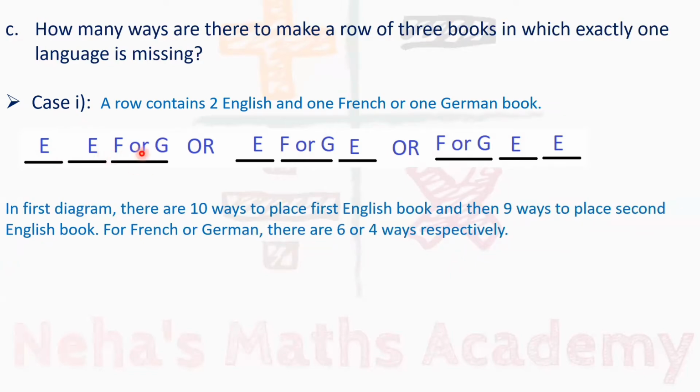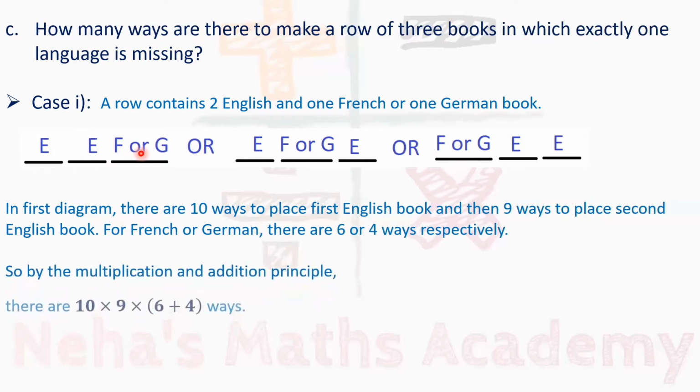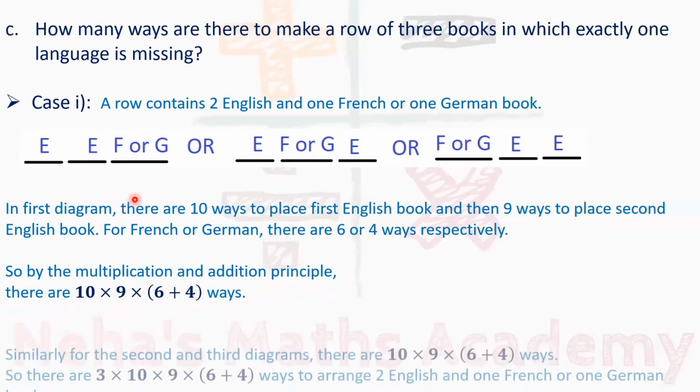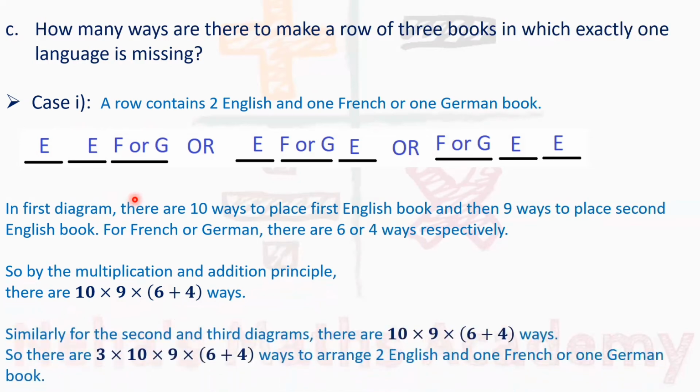And for French or German, there are 6 or 4 ways respectively. So by the multiplication and addition principle, there are 10 into 9 into (6 plus 4) ways for the first diagram. Similarly, for the second and third diagram, there are 10 into 9 into (6 plus 4) ways. So in total, there are 3 into 10 into 9 into (6 plus 4) ways to arrange 2 English and 1 French or 1 German book.